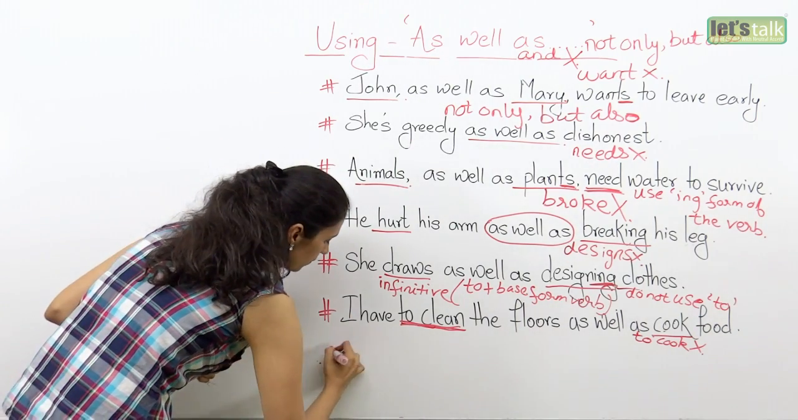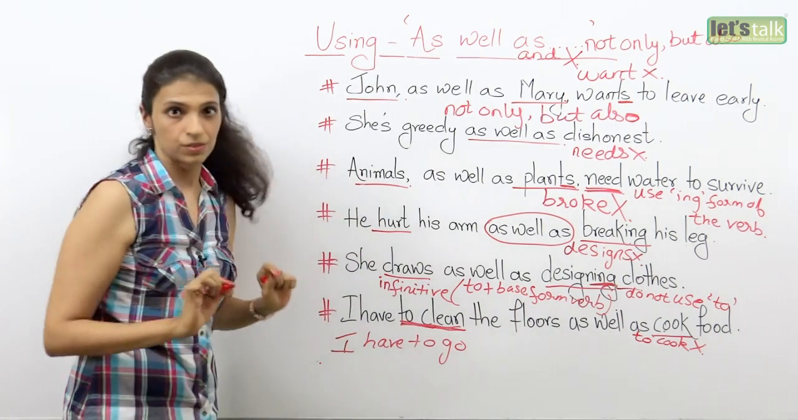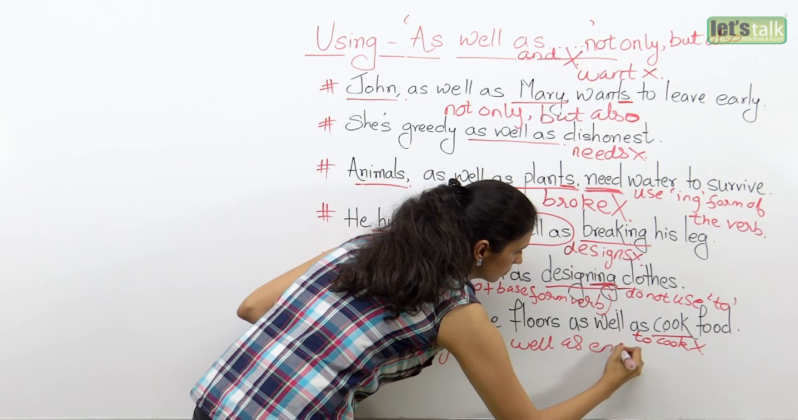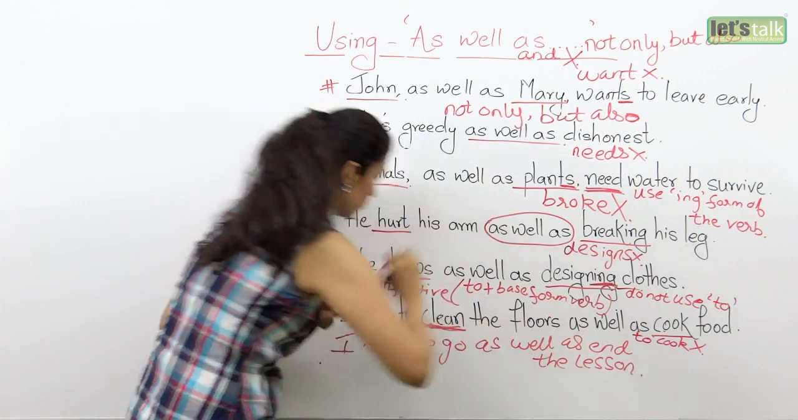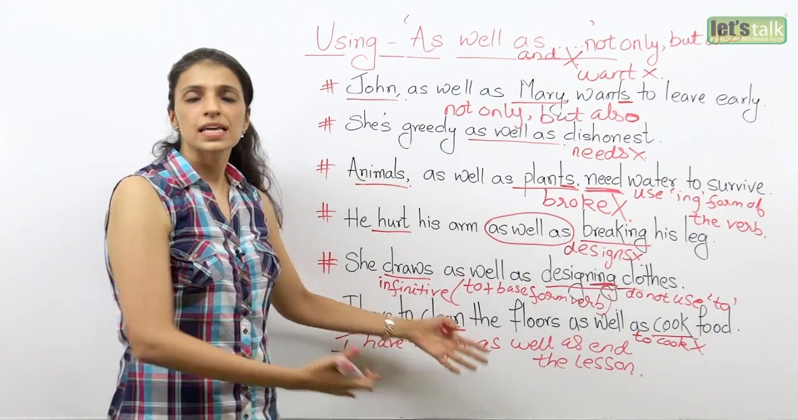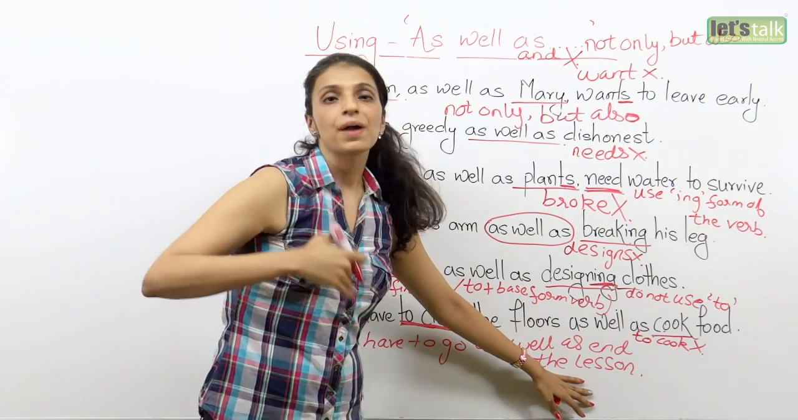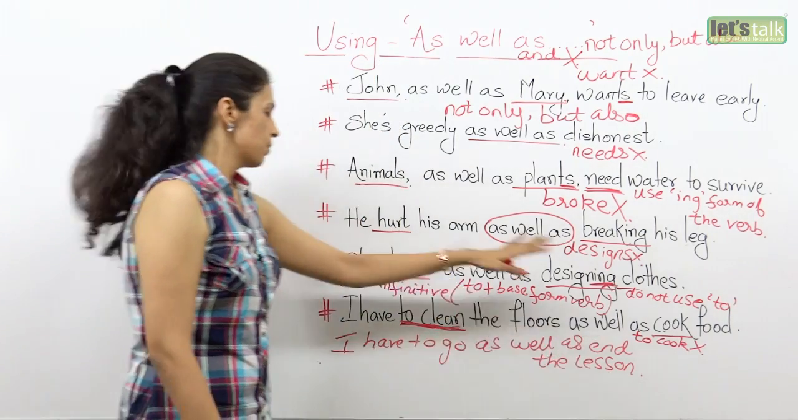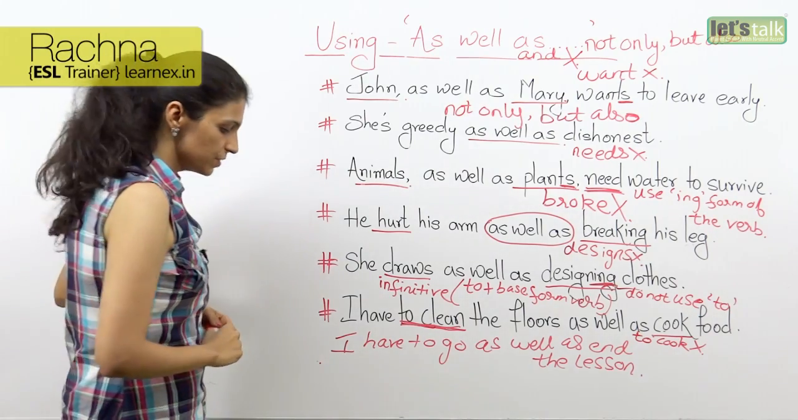Well, I have to go, okay? Okay, so I have to go as well as end the lesson. Why am I saying as well as? Because you are aware of the fact that I have to end the lesson, but well, I'm adding information by telling you not only do I have to end the lesson, but also it's time to go.